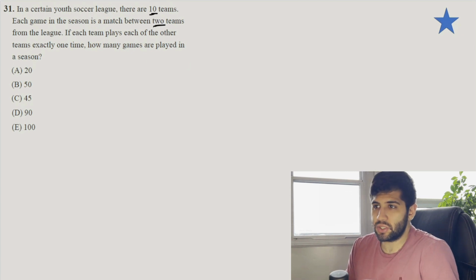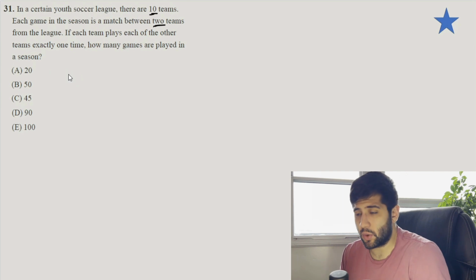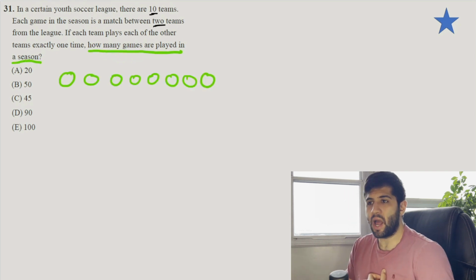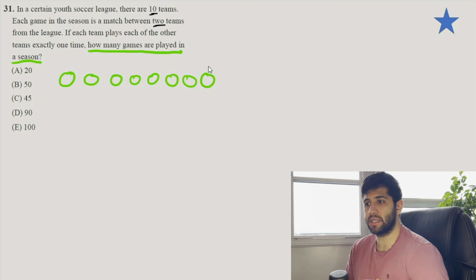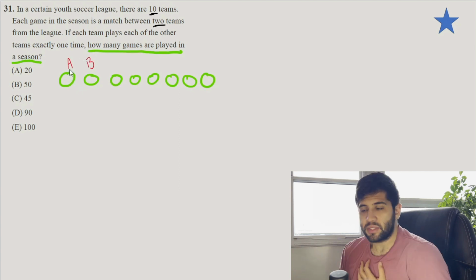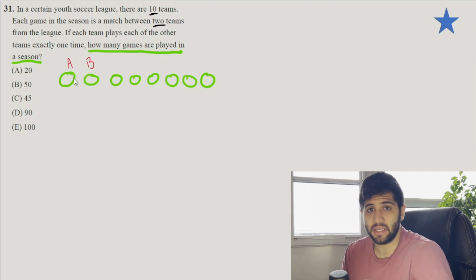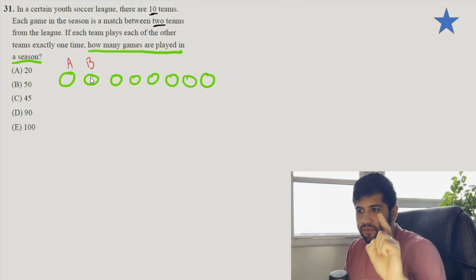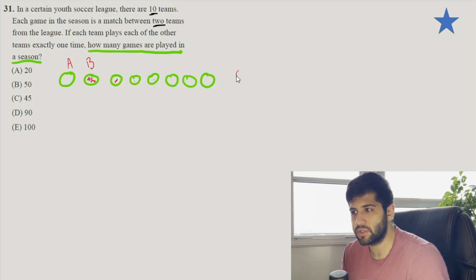But here I just want to simplify what is required. We just need to know about the question: how many games are played in a season? Here we have 10 teams listed, maybe team A, B, and C, you can call them whatever you want. For the first round, team A will play against B, then against C, then against D, and so on. Let's imagine for the first team: we have one game, two games, three, and so on until we complete 9 games.